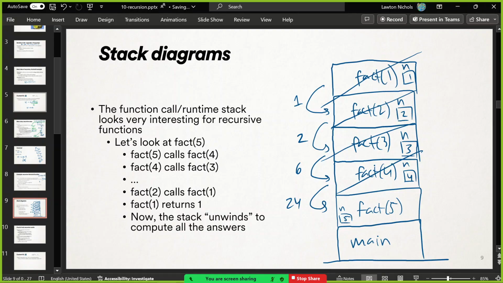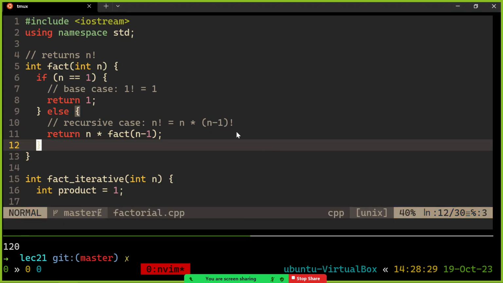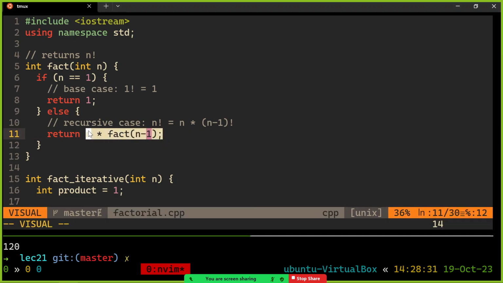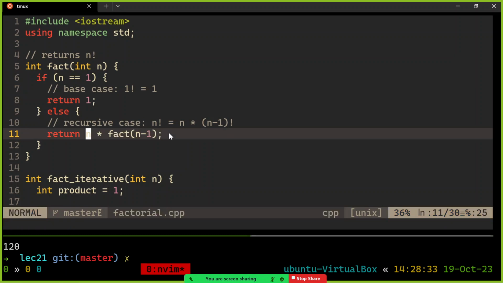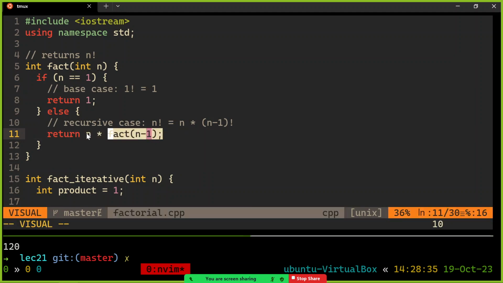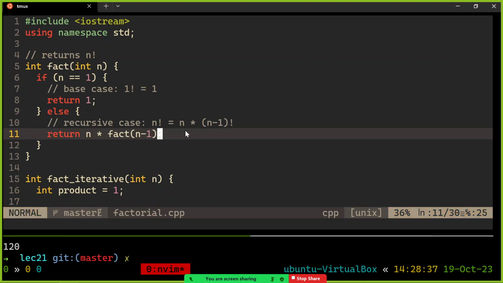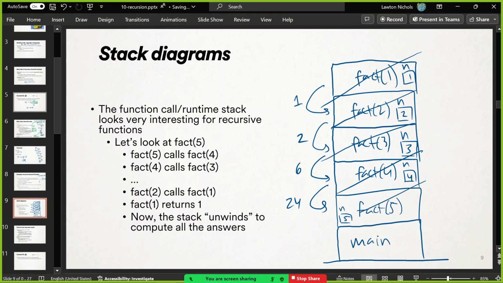And then fact of 5, finally, the original call to factorial, was waiting so long on fact of 4. Fact of 4 finally has an answer. We got it back, 24. It can multiply its 5 by that 24. All right? And give back the final answer to whoever was asking for it, 120 in main, and that is going to be given to cout and printed. Okay? That's what's going on under the hood.